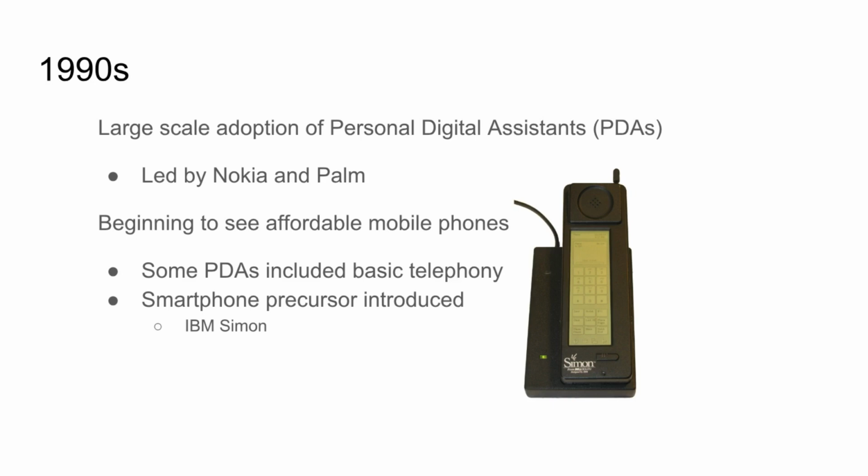But we also begin to see during the 1990s mobile phones become practically affordable. We don't really have massive adoption like we have today, where it seems everyone has a phone and everyone's children have a phone. But we really do see affordable mobile phones. And more interestingly, we start to see some convergence between the concepts of the PDA and the phone.